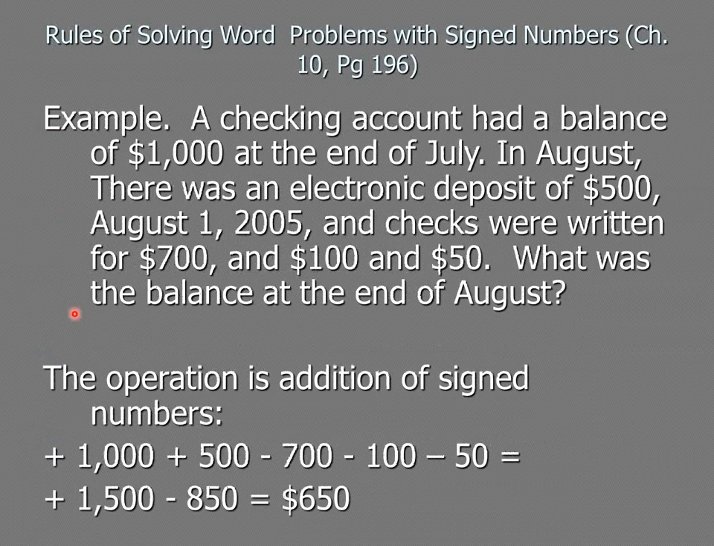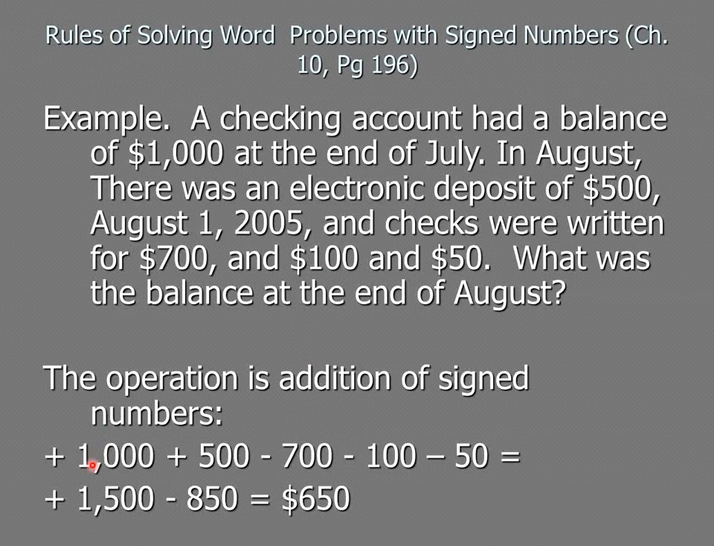Okay. So let's look at an example here. Let's say we have a checking account that had a balance of 1,000 at the end of July. In August, we have an electronic deposit of $500 and checks written, meaning 700, 100, 150. What is the balance at the end of August? Now this is what we have. Remember, the balance you have at the beginning and all the deposits are positive. And all the checks you are writing, all the withdrawals you are making, those will be negatives.